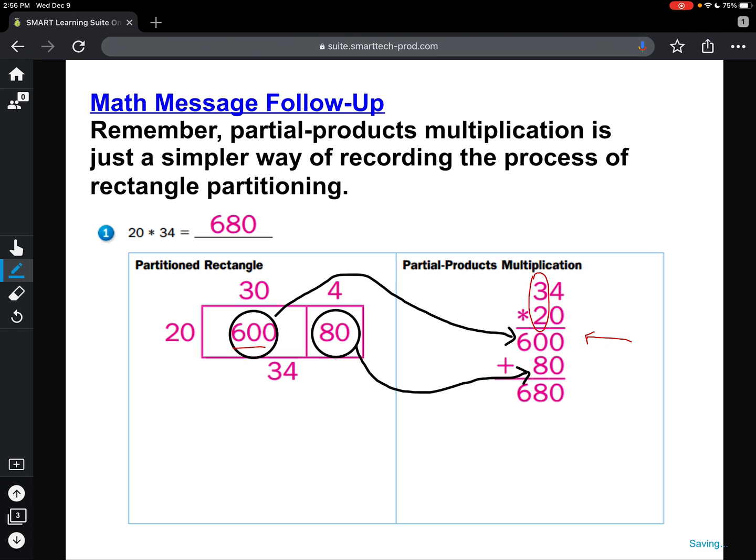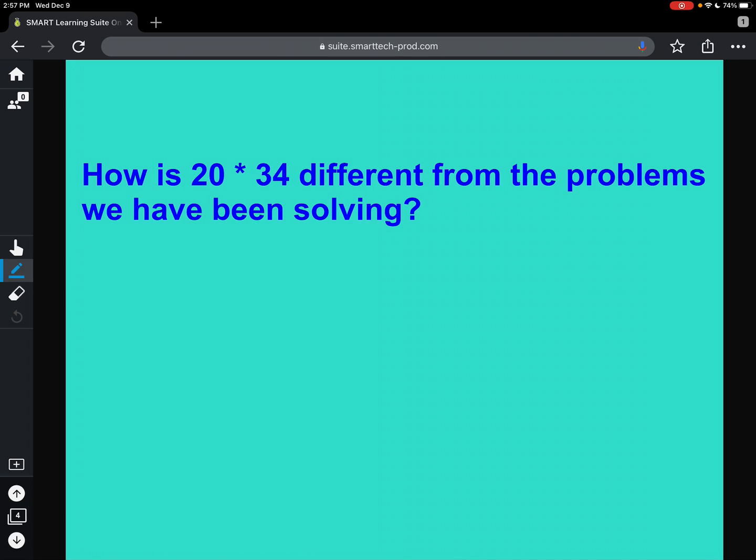Because I started in my tens column and I did 30 times 20, and I know that that is 600, and then I went into my other numbers to continue with the multiplication, and we'll get into how to do the double-digit multiplication using partial products here in just a minute.